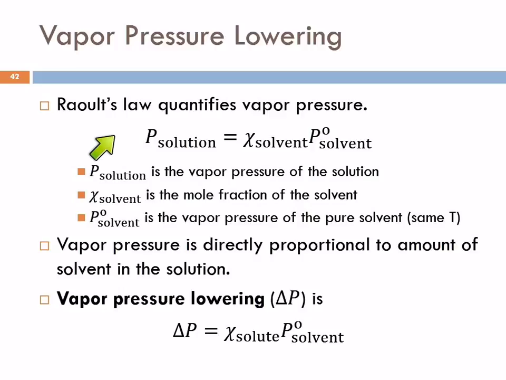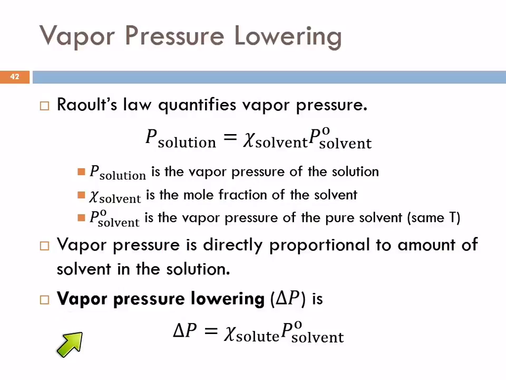Raoult's Law is used to quantify vapor pressure. The vapor pressure of a solution is equal to the mole fraction of the solvent times the vapor pressure of the pure solvent. So if you have pure solvent, then the mole fraction would be 1 times its pure solvent vapor pressure, and the pressure of the solution will be the same. But the more solute you add, the less solvent you have, because you're essentially diluting it by adding solute, and the lower the pressure of that solution will be. So the vapor pressure is directly proportional to the amount of solvent in the solution.